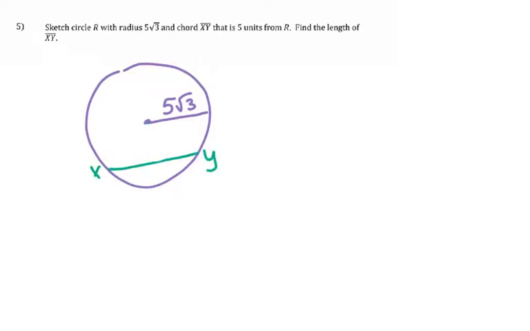So here's my chord. And here's me showing that I'm 5 units from center R, point R, which I have not labeled. So let's go ahead and label that. Okay. Let's continue this. I can draw a radius and create a right triangle here. Okay. And what we'll do is we'll take this right triangle out of the circle so we can zoom in on it. We've got 5. We have the radius, 5 radical 3. That's from right over here.